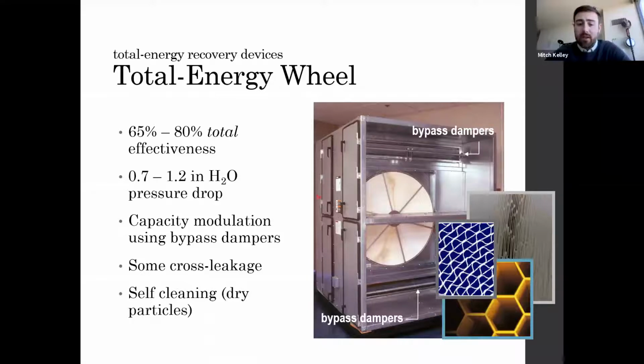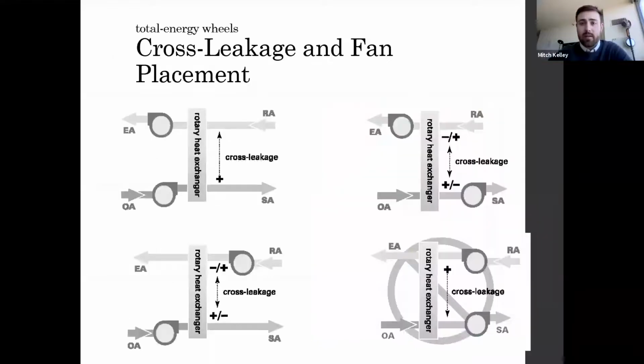Capacity modulation is typically accomplished by bypassing a portion of the air around the exhaust side of the wheel. However, some manufacturers recommend varying the rotational speed of the wheel. All wheels exhibit some cross leakage between the exhaust and supply air streams. However, proper placement can help minimize this leakage.